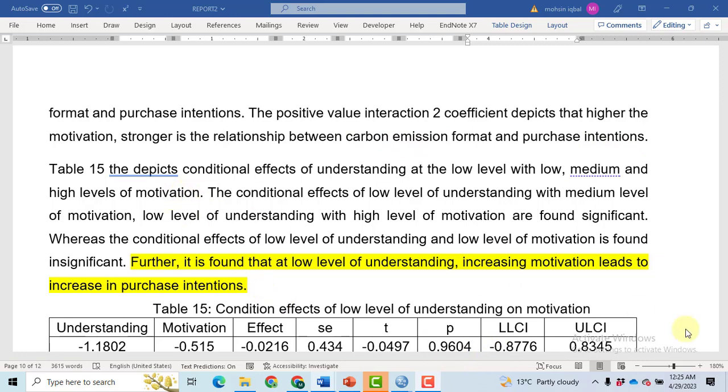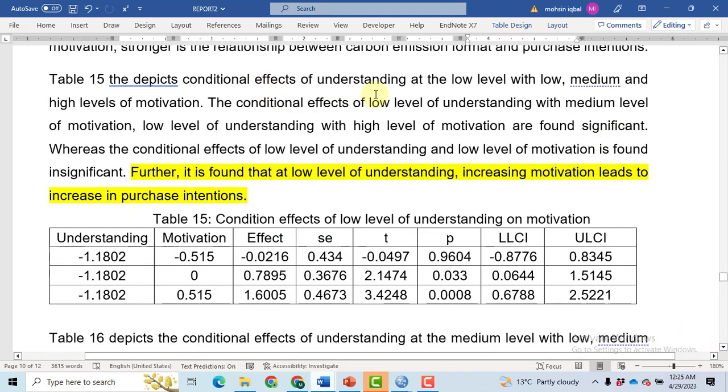Table 15 depicts the conditional effects of understanding at the low level, that is represented by minus 1.1802, with the low, medium and high levels of motivation that are represented by minus 0.515, 0 and 0.515 as the higher motivation. The conditional effects of low understanding with the medium level of motivation, and low level of understanding with high level of motivation, are found to be significant. Again, you can see the p values are less than 0.05.